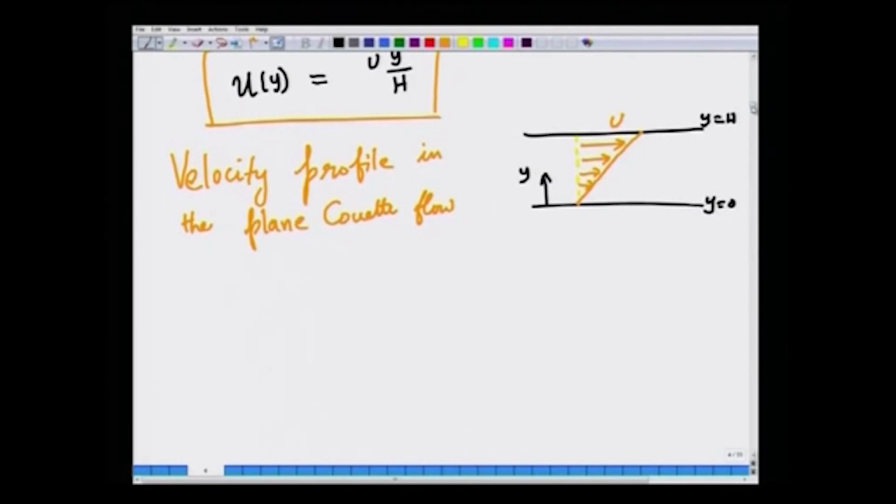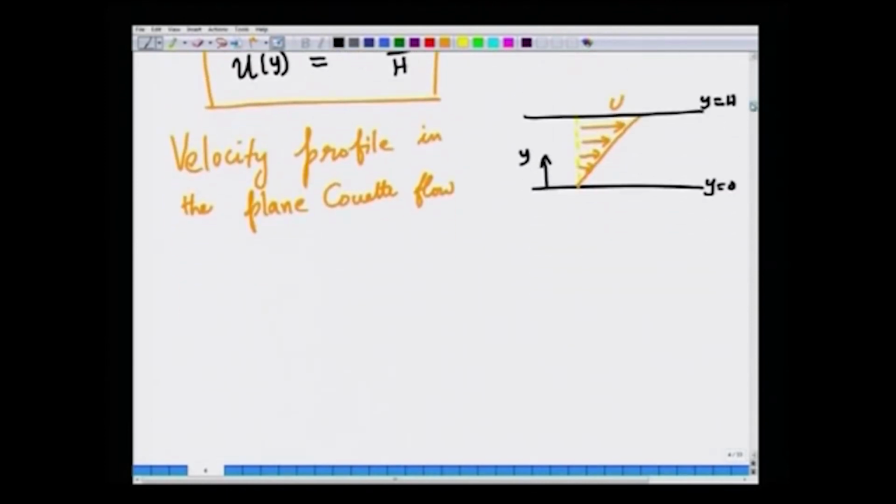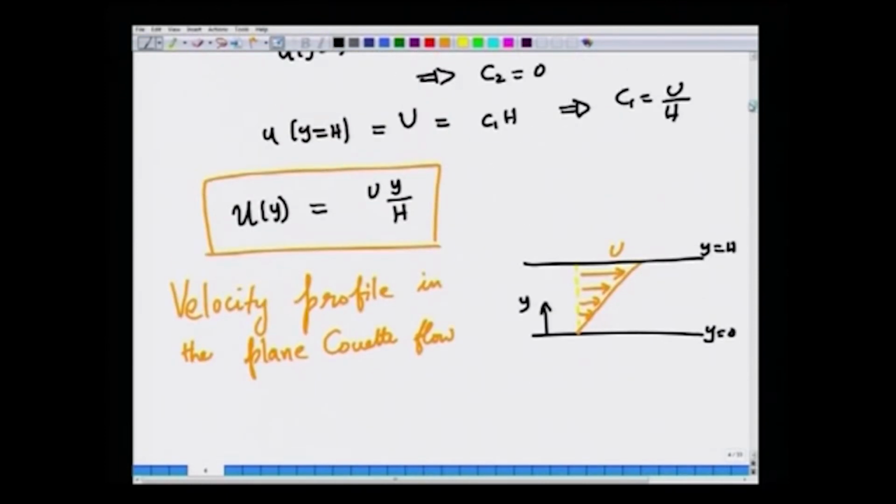So, the velocity profile varies as shown here, it varies linearly. Okay. This is a linear variation of velocity, linear velocity profile.